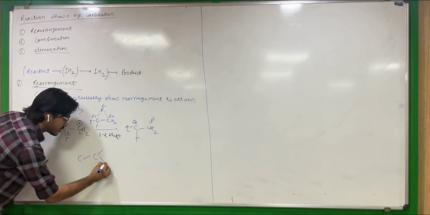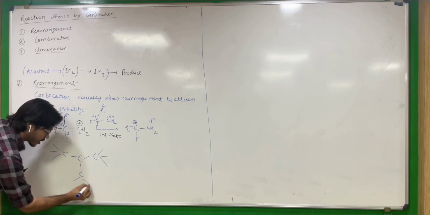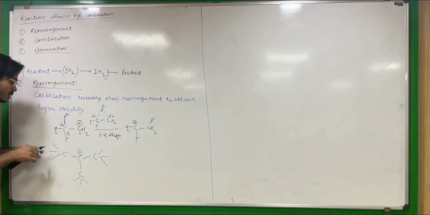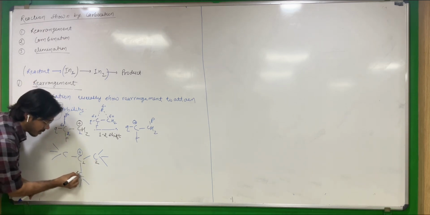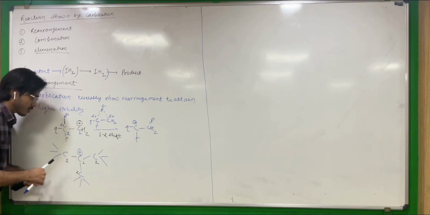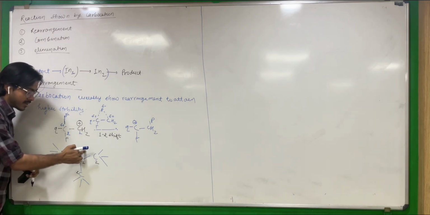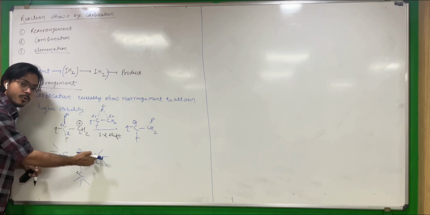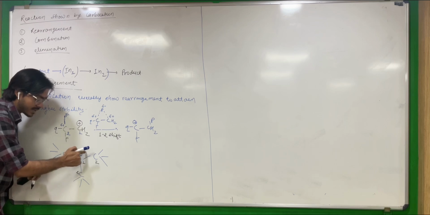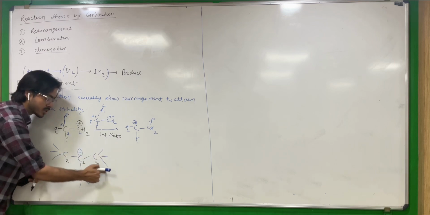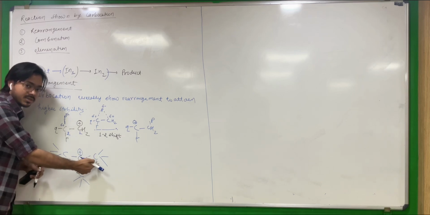Suppose we have this carbocation here. If this is carbon number 1 and this is carbon number 2, with respect to this carbon, this is carbon number 2, and with respect to this carbon, this is also carbon number 2. In this case, the carbocation will rearrange itself to that carbon which gives the more stable carbocation. Suppose if the carbocation rearranges to this carbon, and this carbon gives the most stable carbocation, then it will rearrange itself to this carbon. Understand?